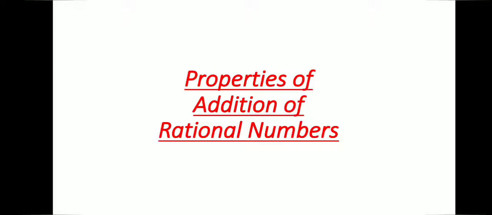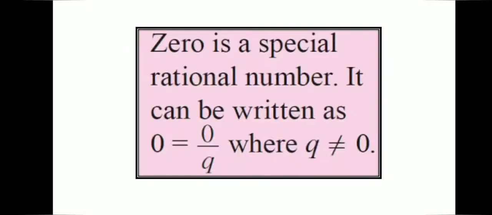In our last video we learned about addition of two rational numbers. Similarly, we can add more than two rational numbers using the same concepts. Now let us go through some of the properties of addition of rational numbers. Before starting, we have to know that 0 is a special rational number which can be written in the form 0 upon q, where q is not equal to 0.